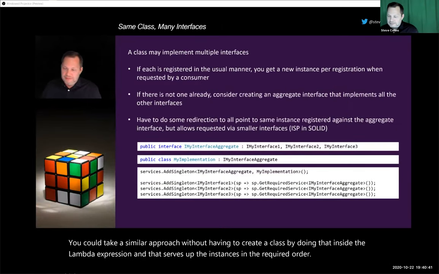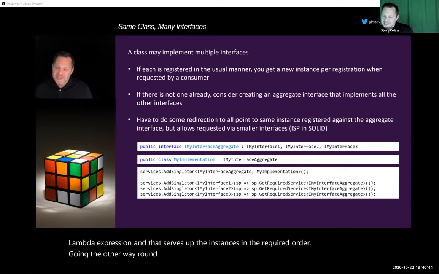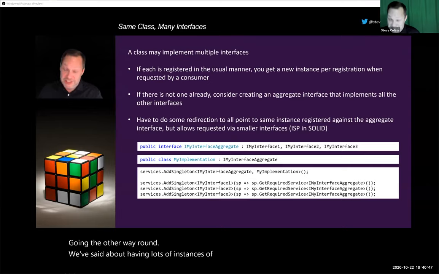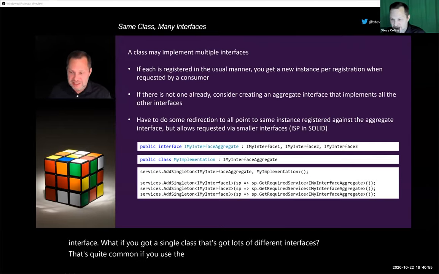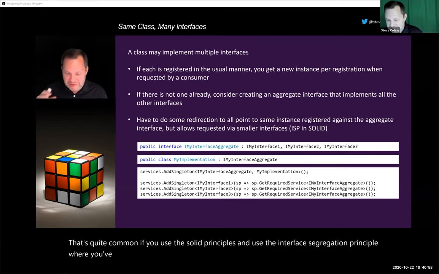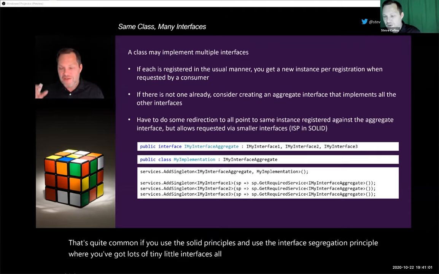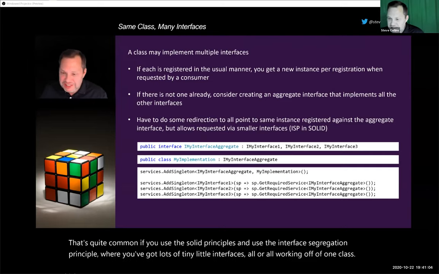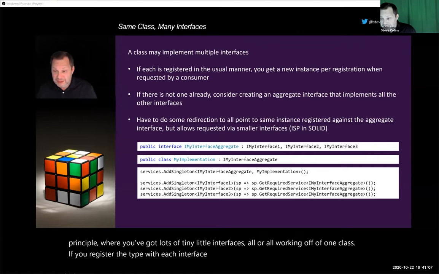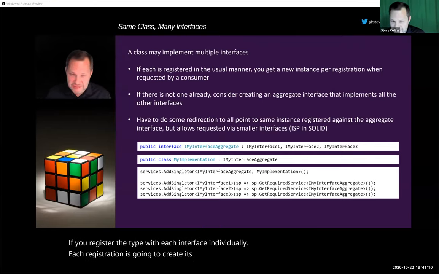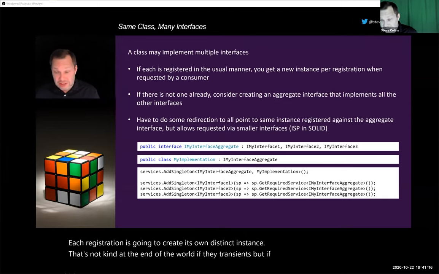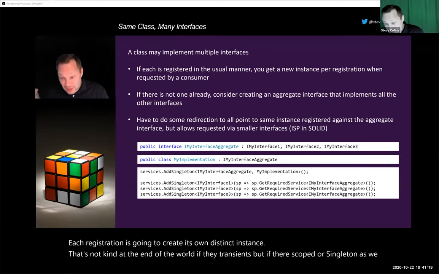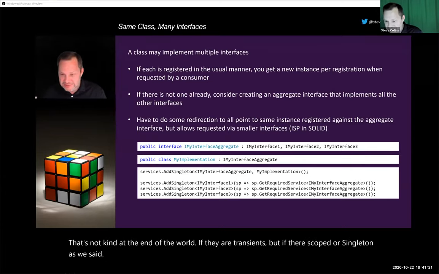Going the other way around, we've talked about having lots of implementations of an interface. What if you've got a single class that's got lots of different interfaces? That's quite common if you use the SOLID principles and use the interface segregation principle, where you've got lots of tiny little interfaces all working off of one class. If you register the type with each interface individually, each registration is going to create its own distinct instance. That's not the end of the world if they're transients, but if they're scoped or singleton, as we said, we want that single instance.